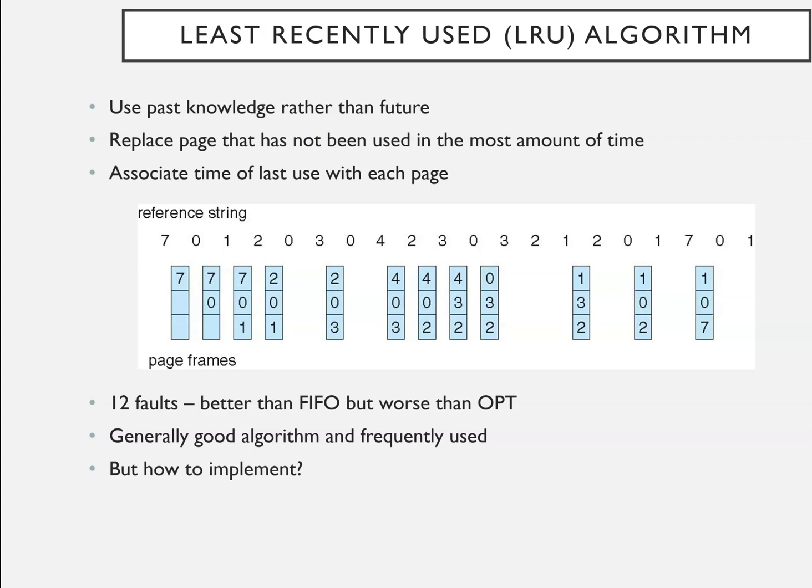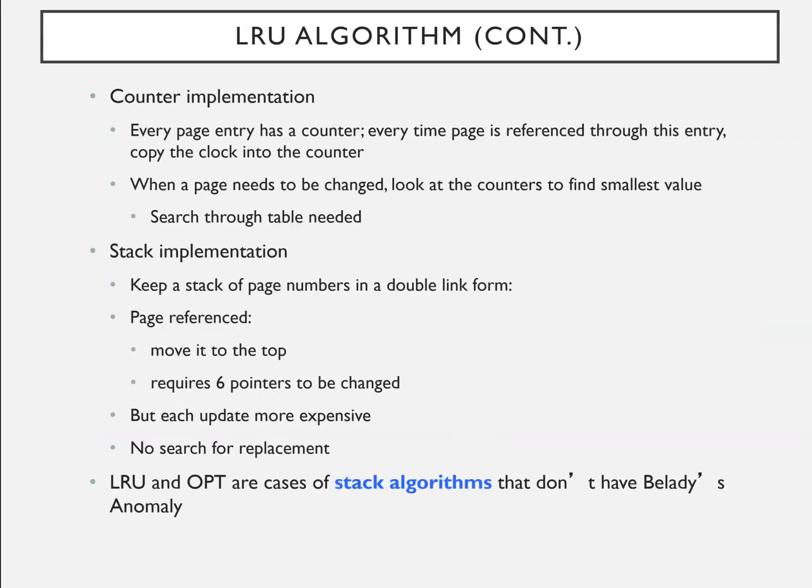This will cause 12 faults. It's better than FIFO, but worse than the optimal of 9. But generally it's a good algorithm. So here's the general algorithm. Every page entry has a counter. Every time a page is referenced through this entry, copy the clock into the counter. When a page needs to be replaced, look at the counters and find the smallest value.